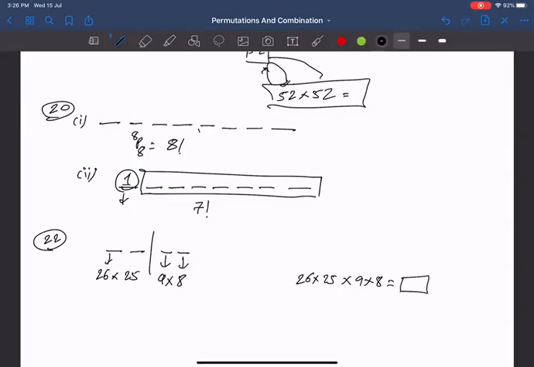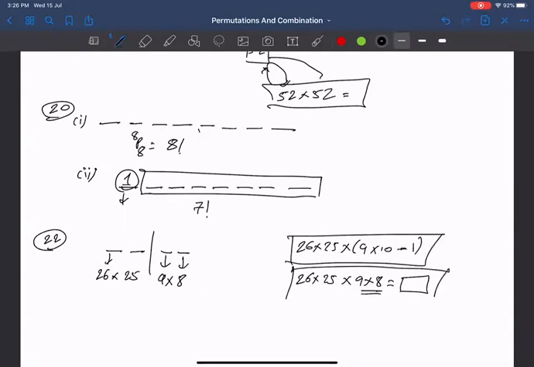2 distinct non-zero numbers, I mean 0 is not allowed. But otherwise, they will say 26 into 25 multiplied by 10 into 10 minus 1. Sorry, 9 into 10 minus 1. Basically, this could be the answer, or this could be the answer. In the current given situation, I will suggest this should be the answer, because 0 is not allowed. The second one matches.